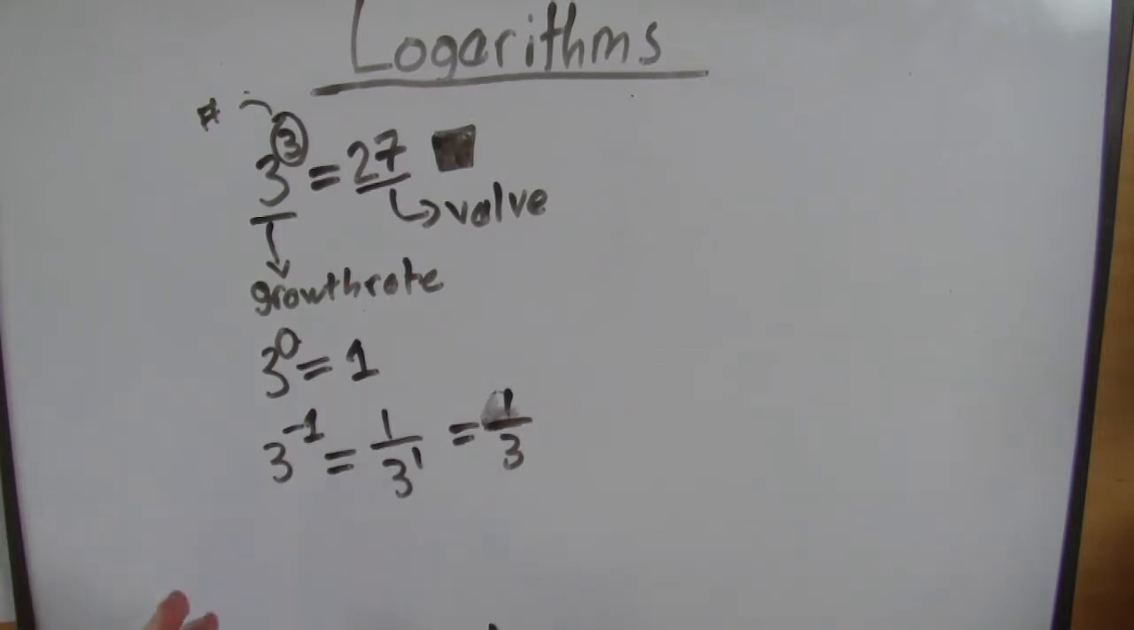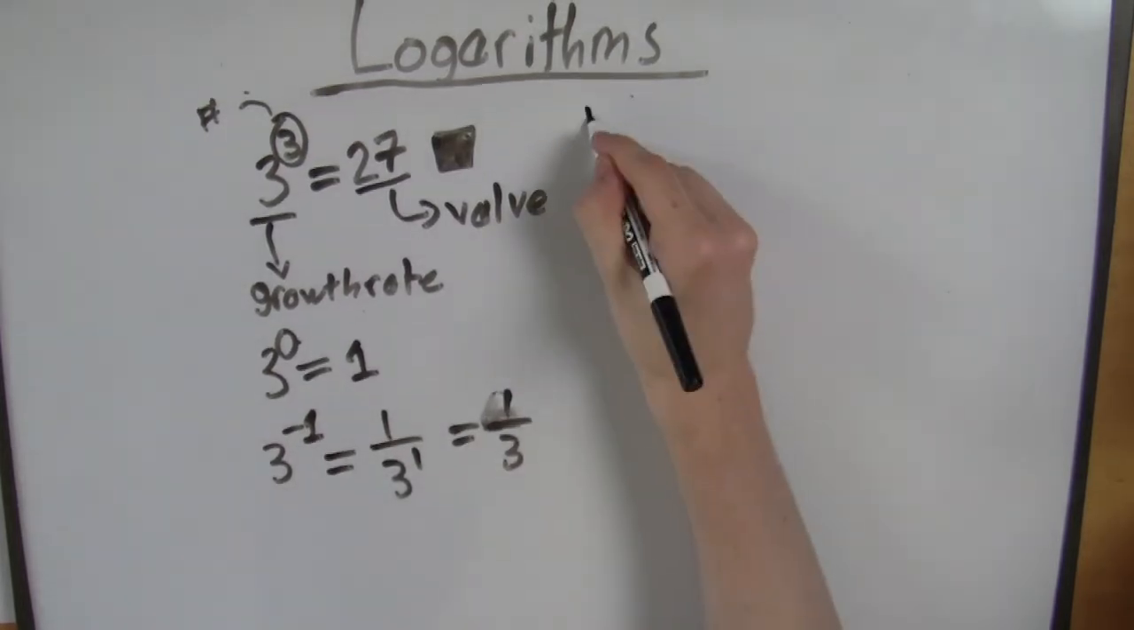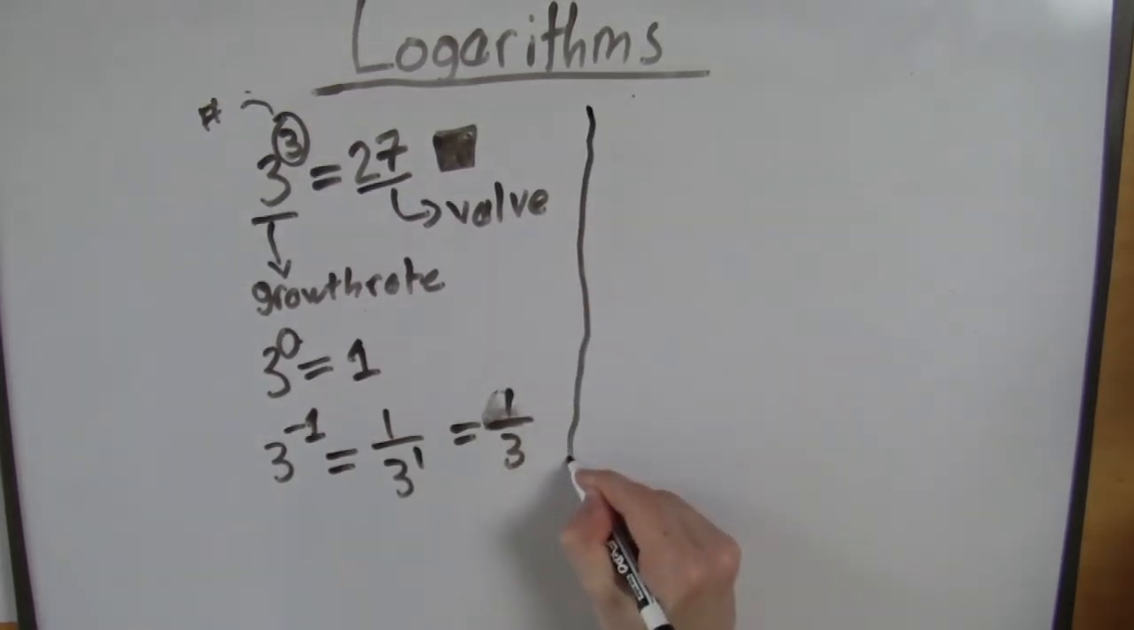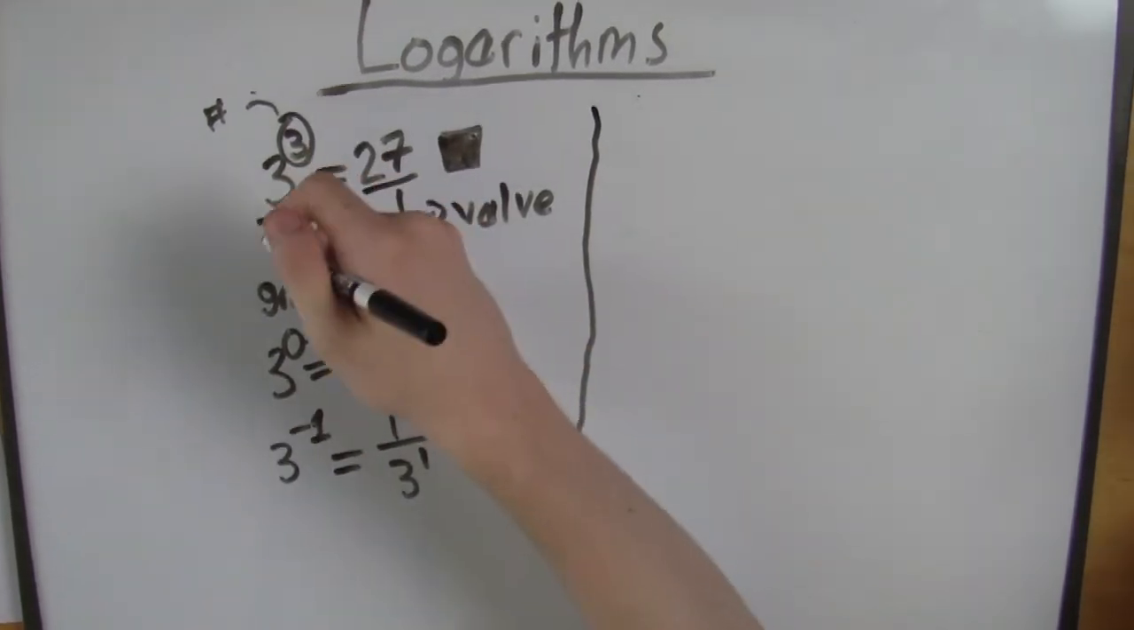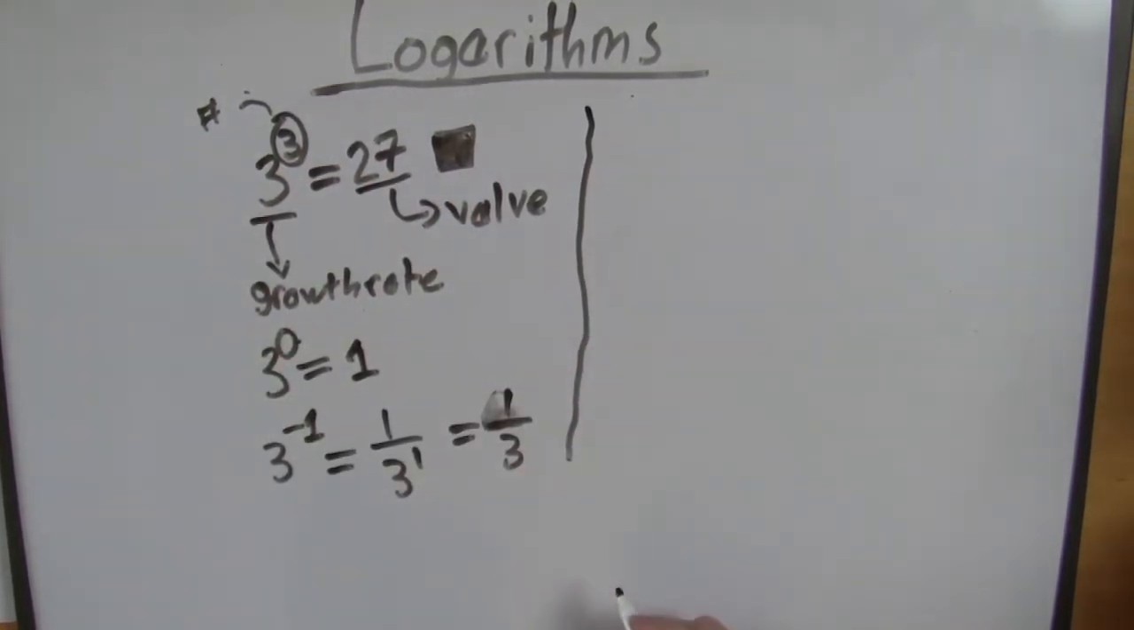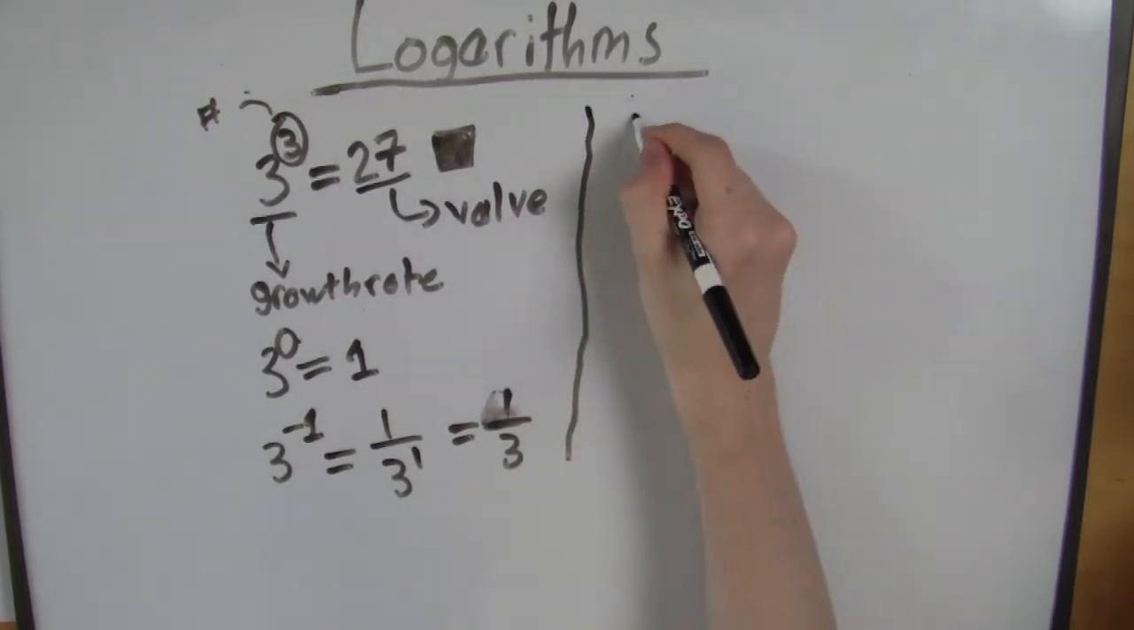But why did I say all this about growth machines and growth rates? Well, they make it a lot easier to understand what logarithms are. What logarithms tell us is how many times we've pressed that button, how many times we've grown by a given growth rate.